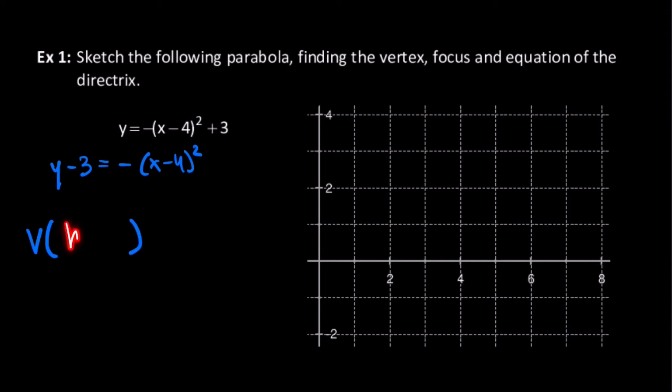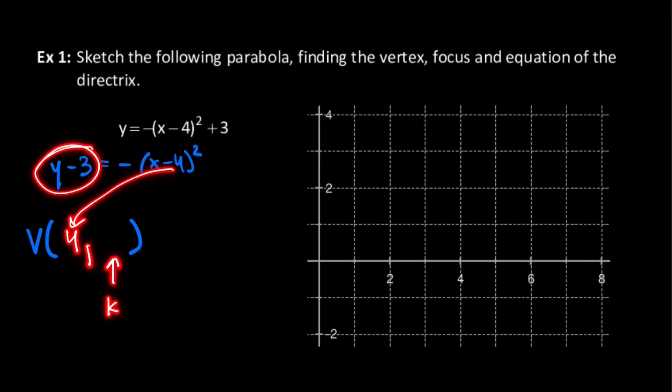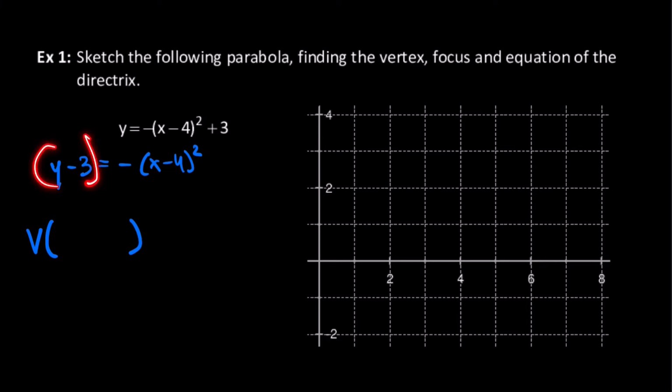Remember, the vertex is h, k. H always comes from what's with the x, the opposite of what's inside with the x. So that's going to be positive 4. The k always comes from whatever's with the y. It's the opposite of that. So that's going to be positive 3. And that's one of the reasons why I like to group it like this. It's because we find that vertex the same way we'd find the center in an ellipse or the center in a circle. So my vertex is going to be 4, 3. Okay, I can plot that over here. There's my vertex.